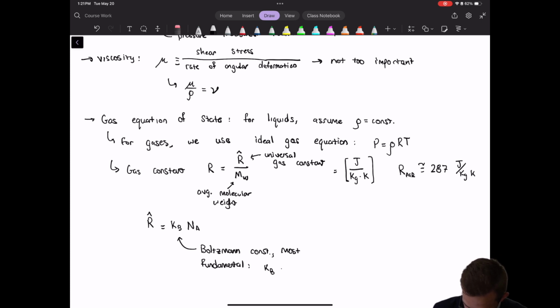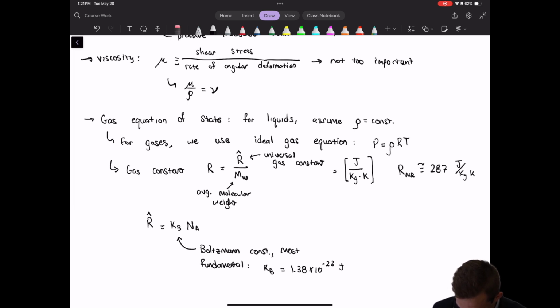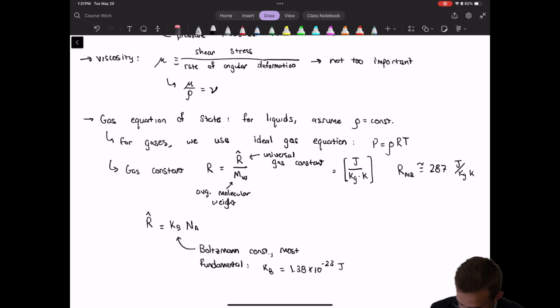Its value is 1.38 times 10 to the negative 23, and this one is just joules per Kelvin. We're no longer working on a mass basis here. The units of the universal gas constant are joules per mole Kelvin, being multiplied by the number of molecules per mole.